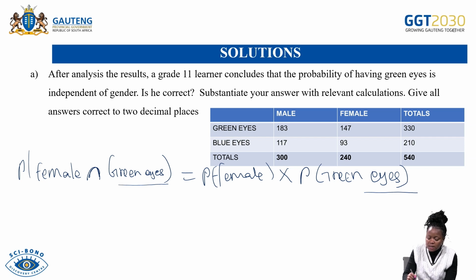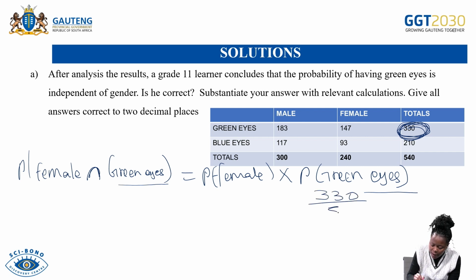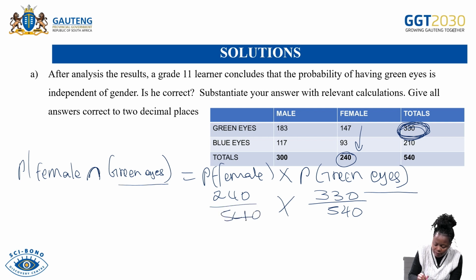What is the probability of getting a person with green eyes? You go to green eyes, the total of the green eyes. Remember, it doesn't matter if it's male or female, as long as that person has got green eyes. Then it is going to be 330 divided by 540, which is the total, right? And the probability of getting just a female is going to be 240, because when you add all females, it's like that. You divide it by the total number, which is 540.